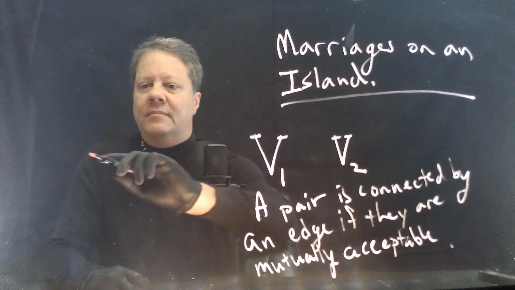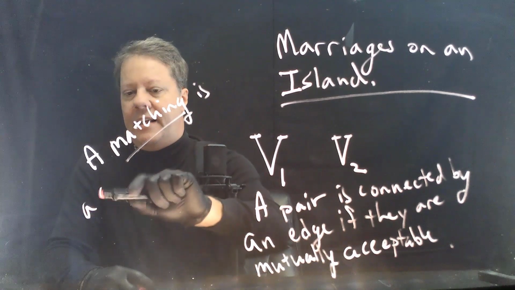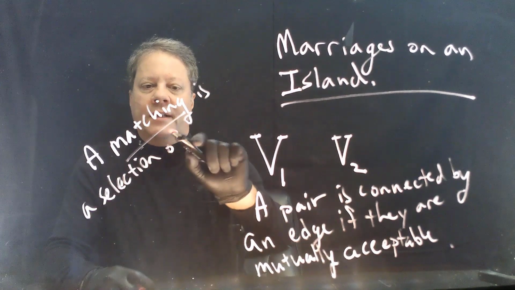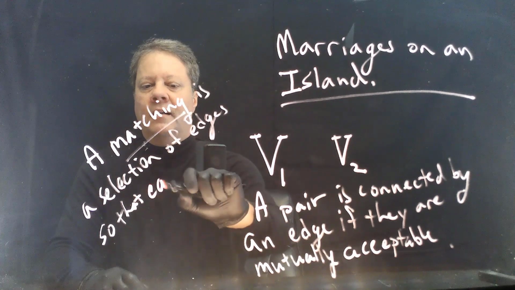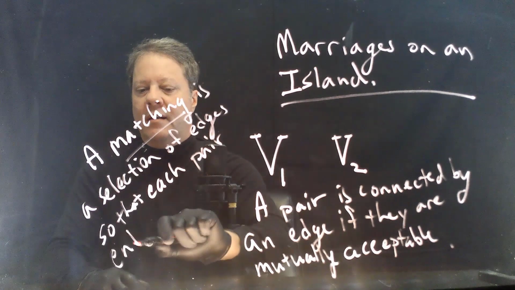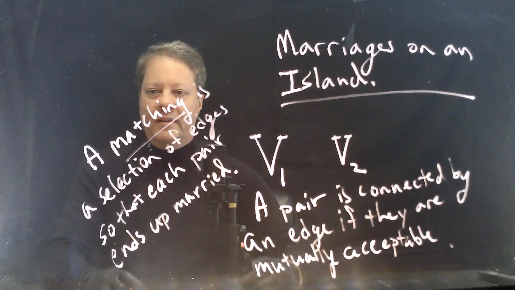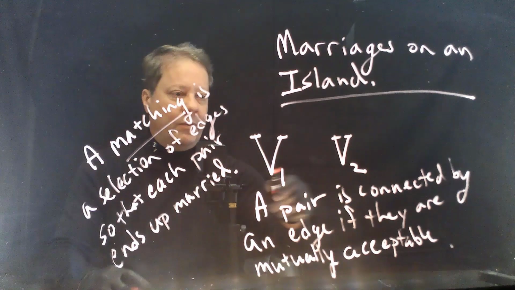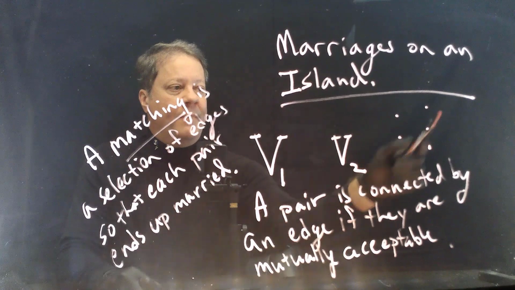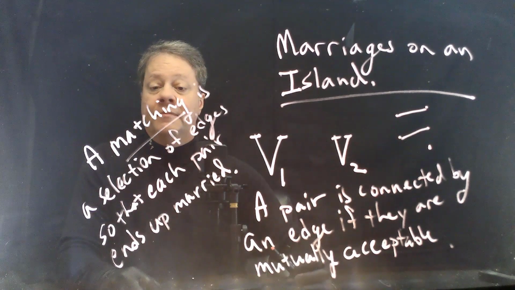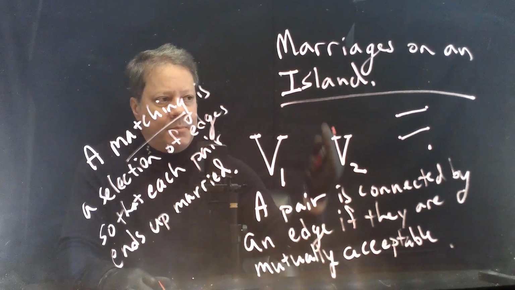A matching is a selection of edges so that each pair ends up married. Which would be a problem if the number of elements in V1 is not equal to the number of elements in V2. So let's suppose we have 2 men and 3 women. We might have this sort of matching that would leave one person left over unmatched. A maximum matching has the largest number of matched pairs.